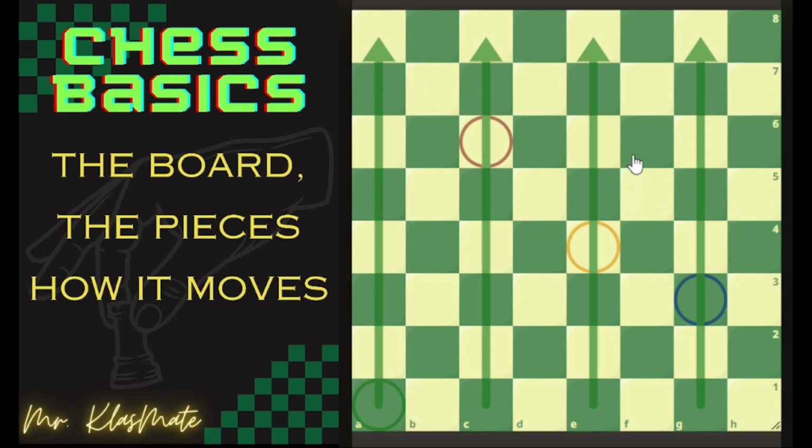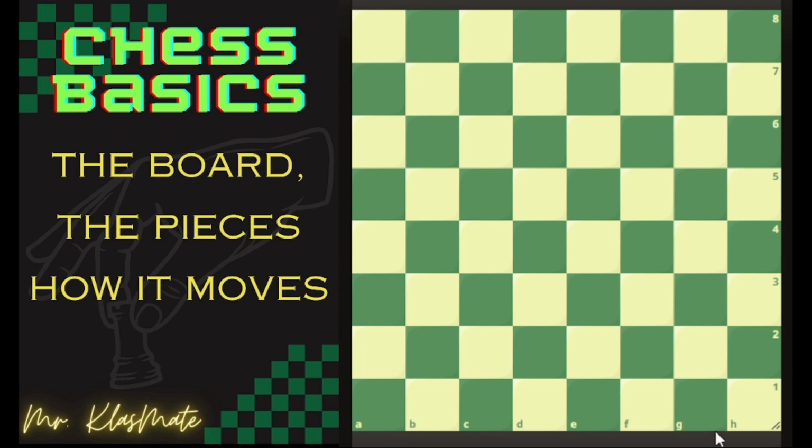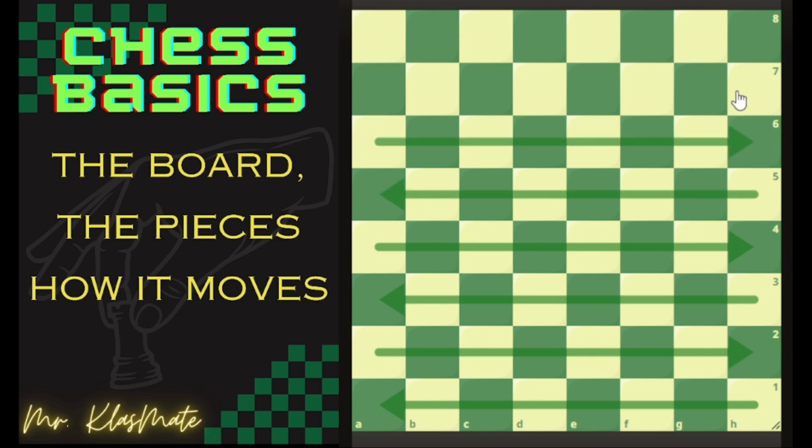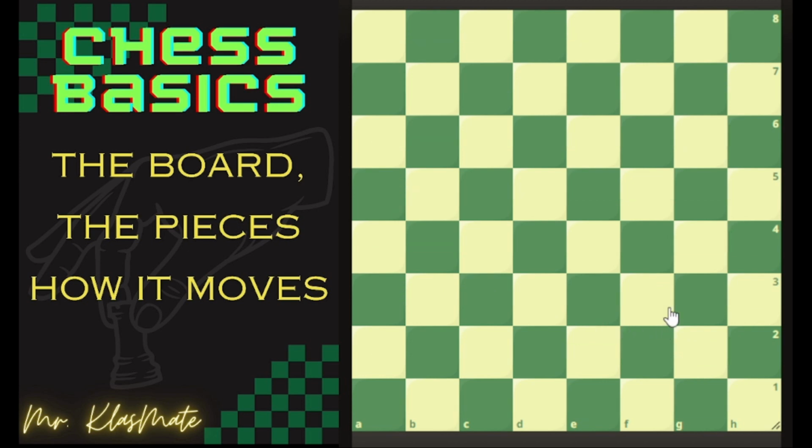Now, it's not enough that you know the files. You also need to know these horizontal lines, which are represented by numbers. These lines are what we call ranks. So again, let's put this blue circle on this square. Which rank is it on? Is it on the fourth rank or the third rank? Yes, it is on the third rank.